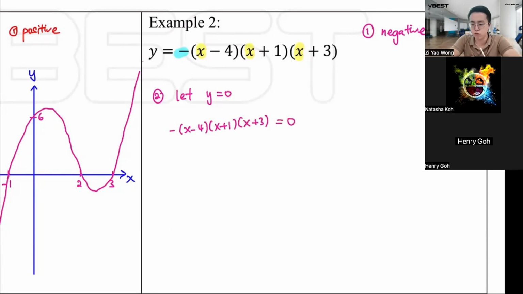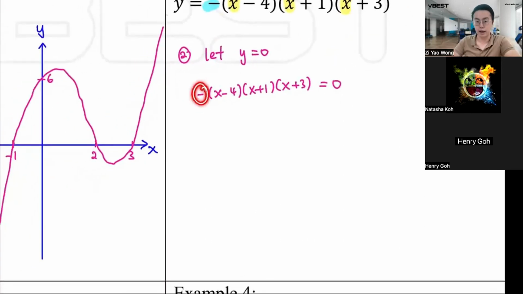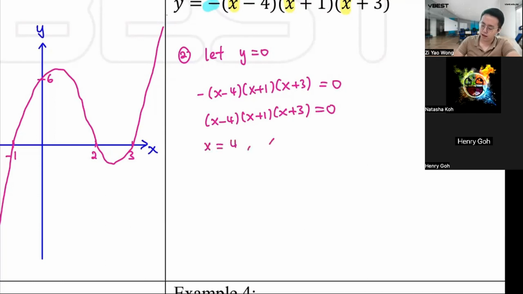So guys, how do you all find this? A lot of students will be confused by the negative in front, but there's no need to be confused. Imagine if you move the negative to the right-hand side, you get 0. So basically it's the same thing: x minus 4, multiply x plus 1, multiply x plus 3 equal to 0, isn't it? So you have x equals 4, x equals negative 1, x equals negative 3. When you move the negative to the right-hand side, it's the same thing, so it doesn't matter.